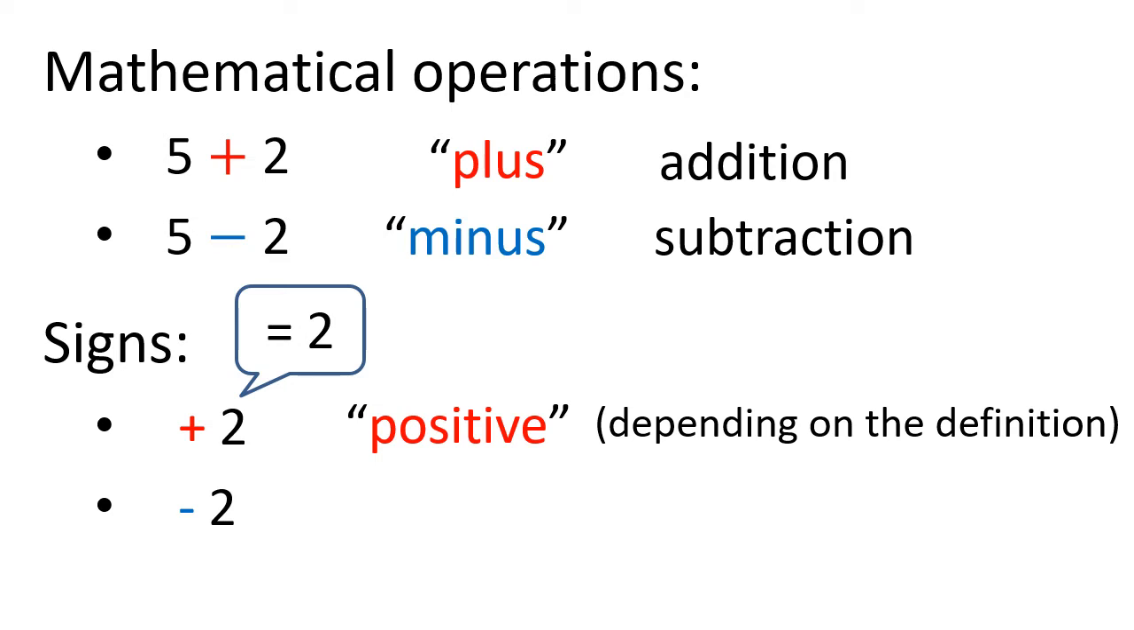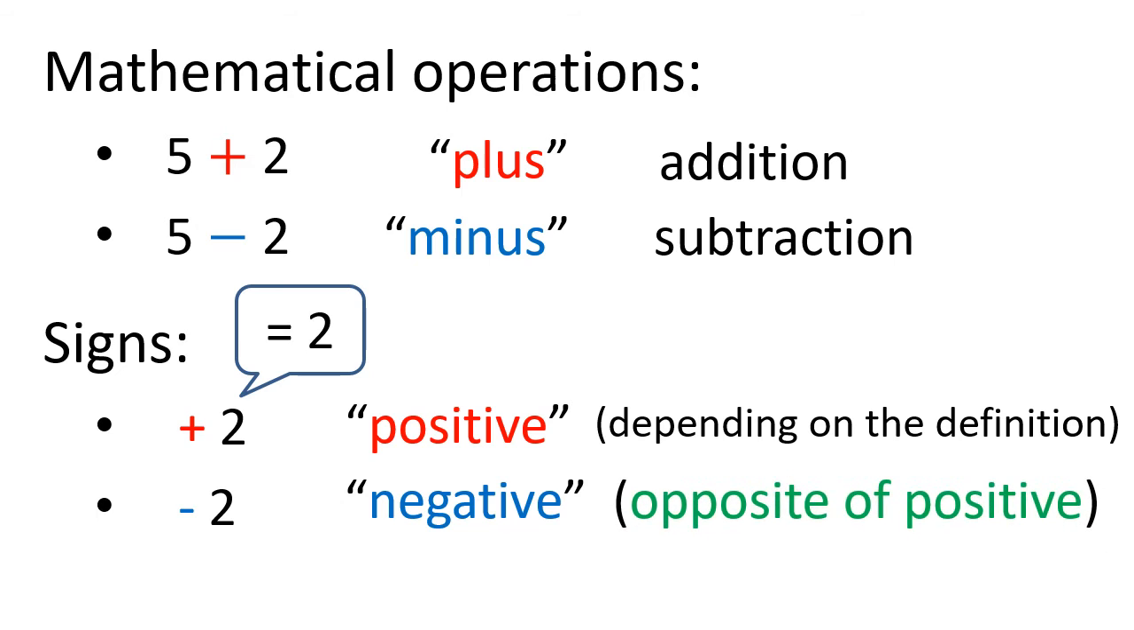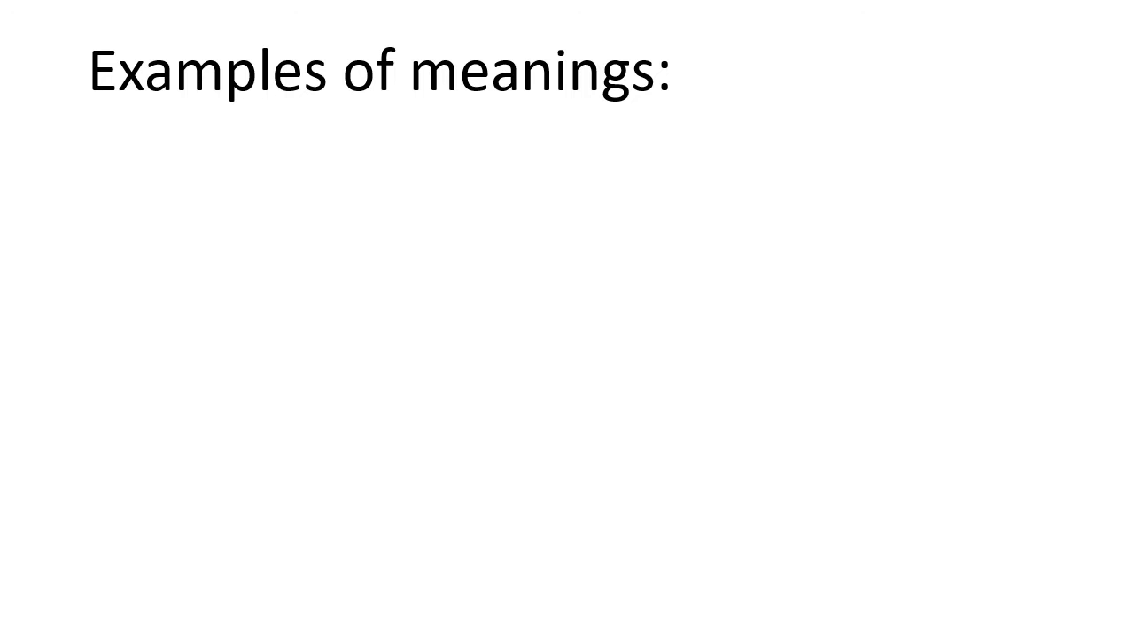And minus 2 is not a math operation. Minus is a sign for 2. We call it negative 2. The meaning of negative is the opposite meaning of positive, which was defined before. Now let's see some examples of meanings for negative.